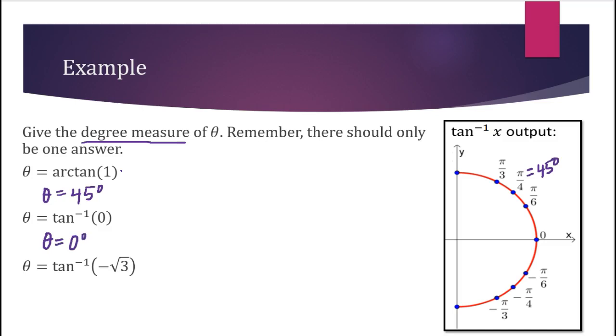And then finally, tangent inverse of negative radical 3. Since it's a negative value, I have to look to this quadrant 4. And once again, just like sine inverse, we have to use the negative angle representations, but we're going to have to convert our answer into degrees. Since tangent has to equal negative radical 3, that angle is going to be negative pi over 3, which in degrees is negative 60 degrees. So theta is equal to negative 60 degrees.